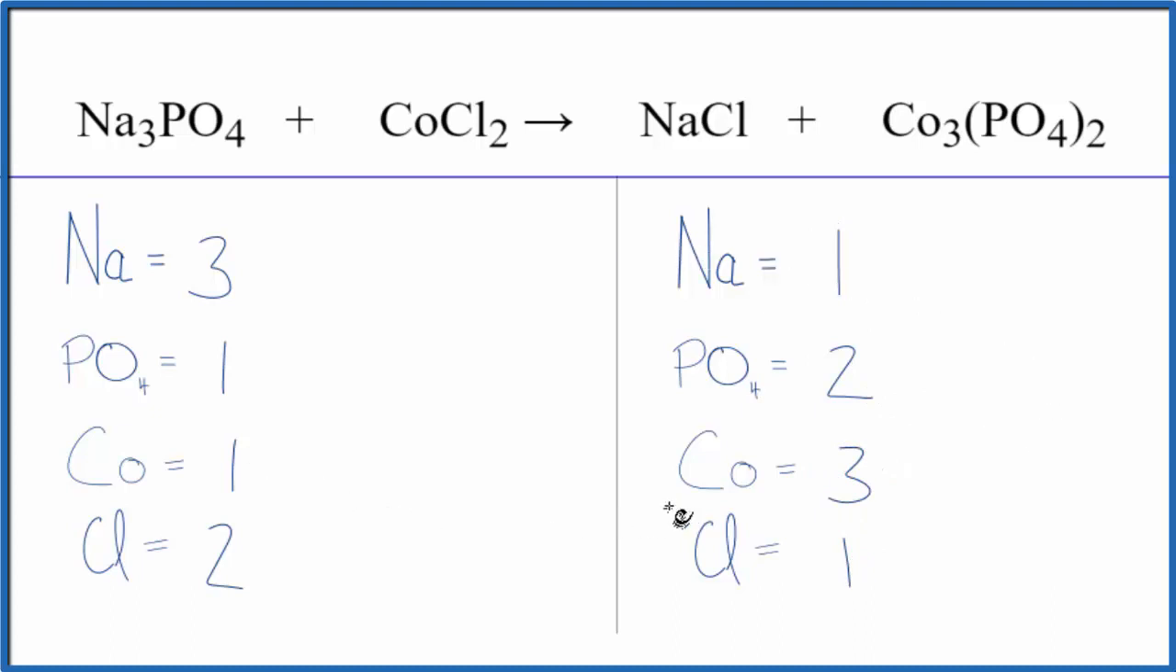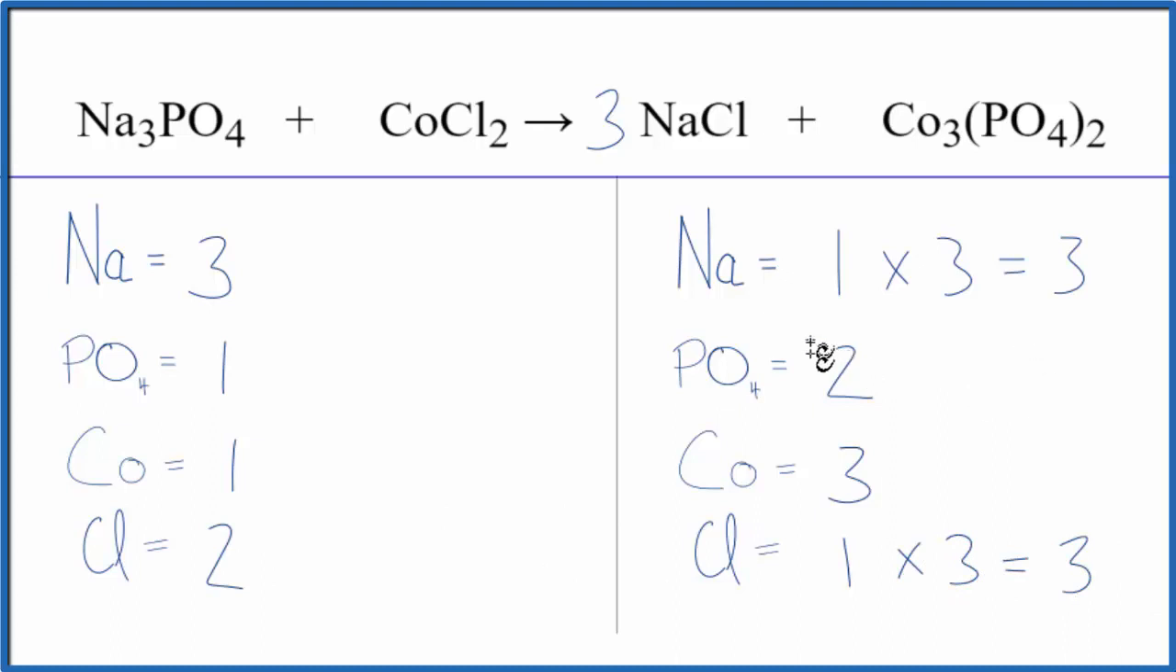So when I look at this, I think let's just start with the sodiums. We could put a 3 here in front of the NaCl. 1 times 3, that would give us 3 sodiums. They'd be balanced. 1 times 3. Now we have 3 chlorine atoms.